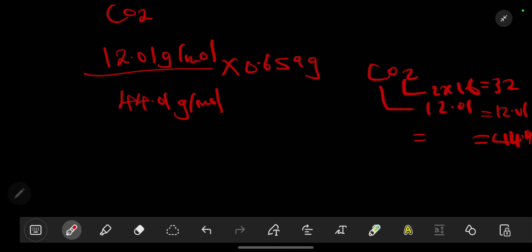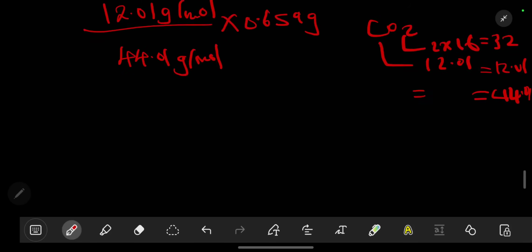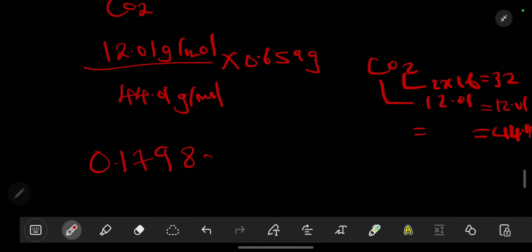So we have 12.01 divided by 44.01, then this value we multiply by 0.659, and we get 0.1798, at least 4 significant figures, so that's our answer. So this and this cancel. This is the amount of carbon present in that amount.